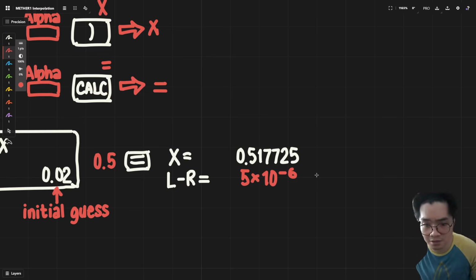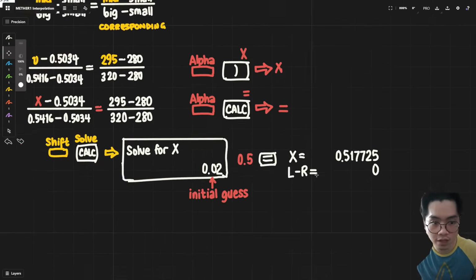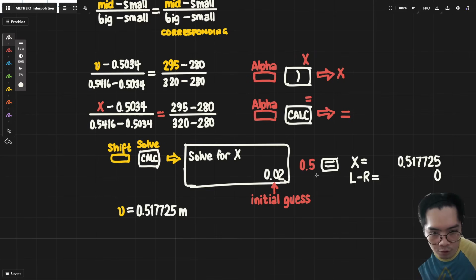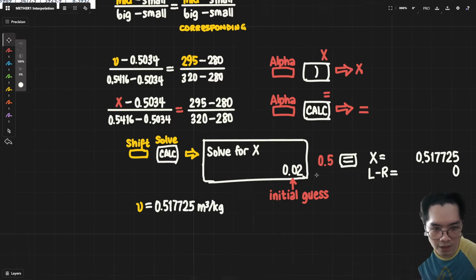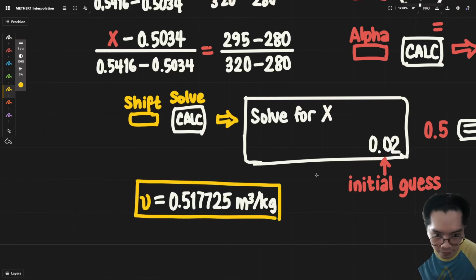In this case, because this is a linear equation, this is very easy. So that means it can get an exact answer. And so that means that your V in this case is just equal to 0.517725 meter cube per kilogram. And so now I will be teaching the other way.